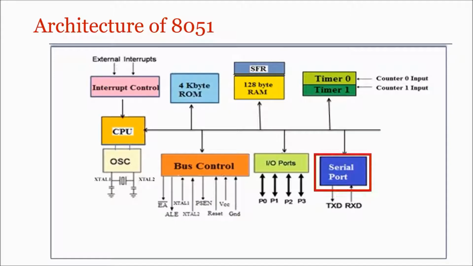Internally, a serial communication block is available. This block has two terminals. One terminal is TXD, which is used to transmit data serially, and the other terminal is RXD, which is used to receive data serially.